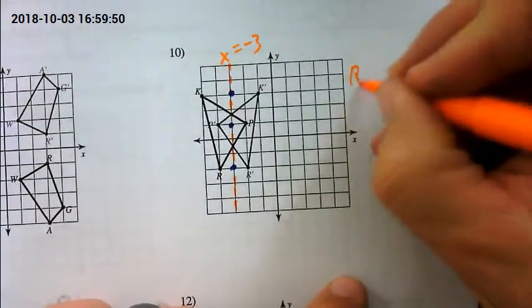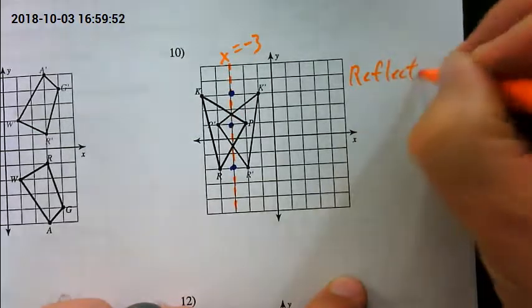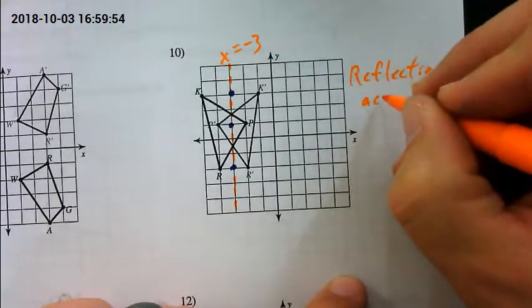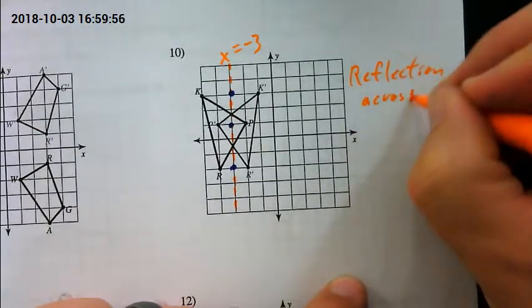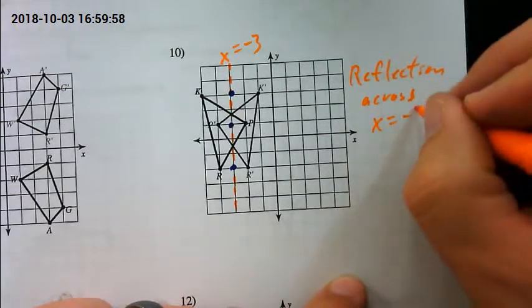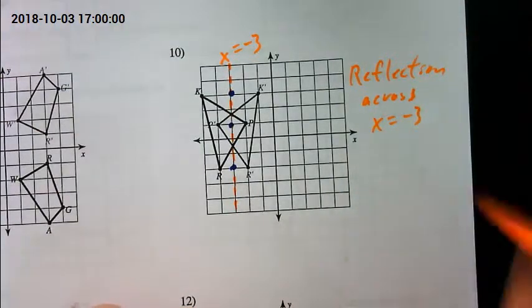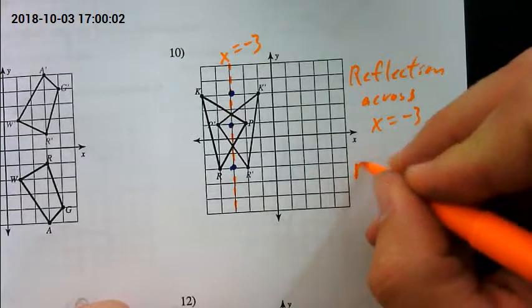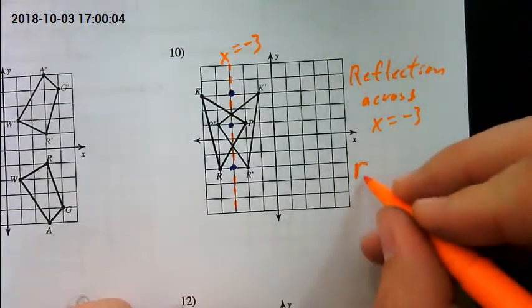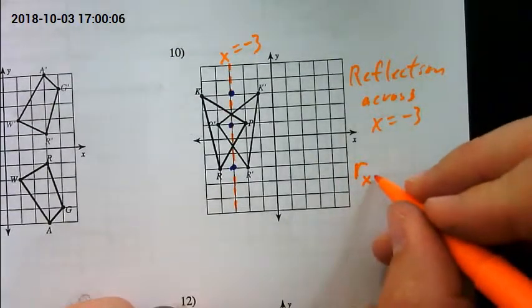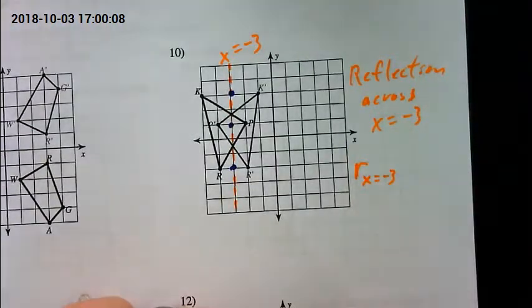So if you were to write this in words, you could say reflection across x equals negative 3. If you're doing the notation, reflection is the lowercase r. So reflection across x equals negative 3. Either of those would be acceptable. All right.